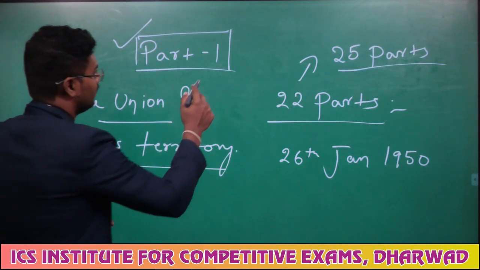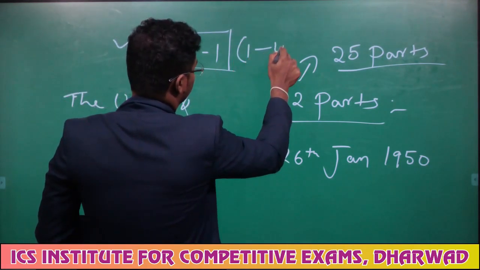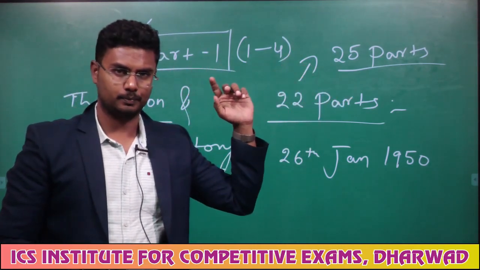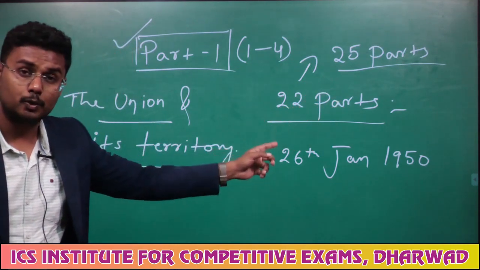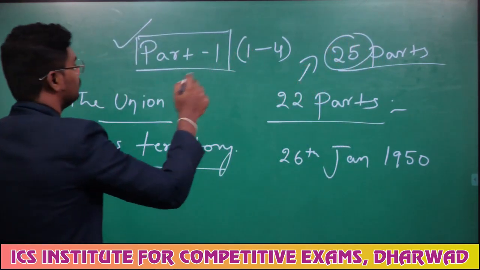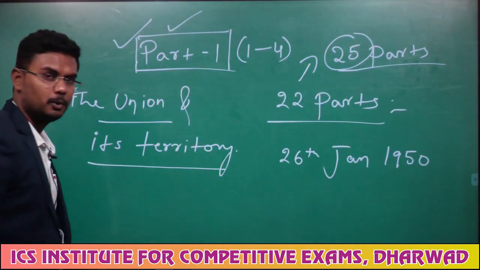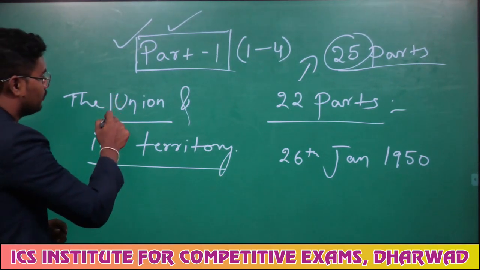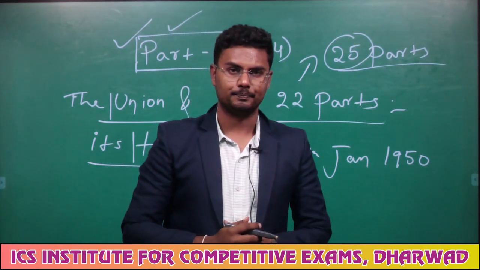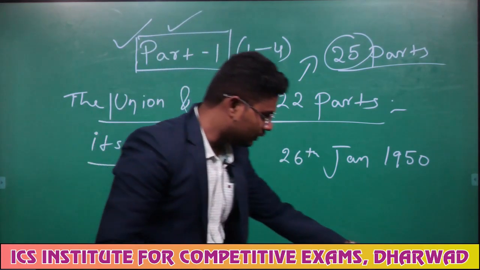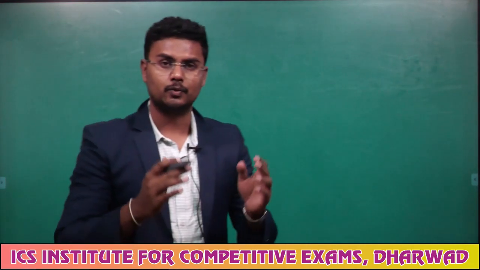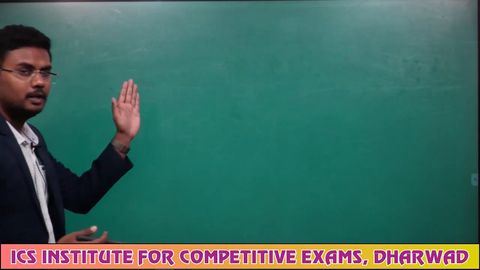I'll tell you. But before that, please note there are 4 articles in part 1 of the Indian Constitution, that is article 1, 2, 3 and 4. All we had was 22 parts in the initial years. Today we have got 25 parts, and of these part 1 is of utmost importance. It talks about the Union of India as well as the territory of India. So what is the difference between the Union and territory? The Constitution itself, part 1 itself says that the Union and its territory.